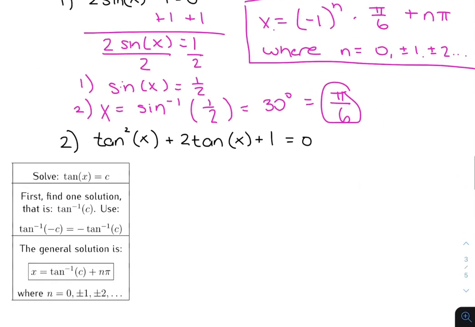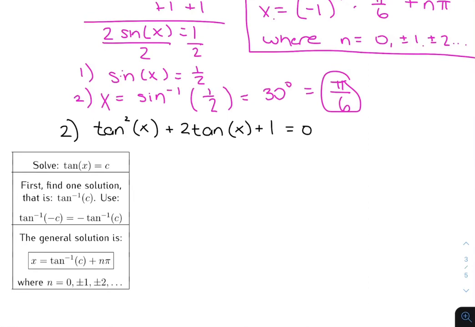So let's try another one. For tangent, even though this looks like a weird equation, it's similar to a quadratic equation because of this squared. You can think about it as an x squared function. If you feel comfortable, you can write it as x squared plus 2x plus 1 equal to 0, and then solve for it like a regular equation. But if you're comfortable with keeping it as tangent, you can keep it as tangent as well.